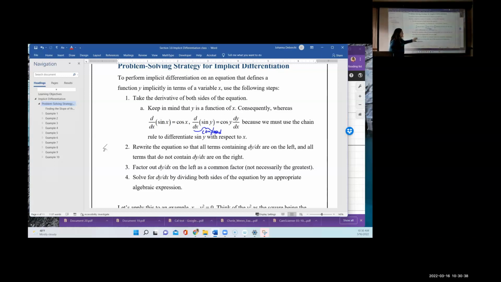So the next thing you do is you factor out the dy dx on the left as a common factor. It's probably not going to be the greatest common factor. We don't want the greatest common factor. We want to isolate dy dx.